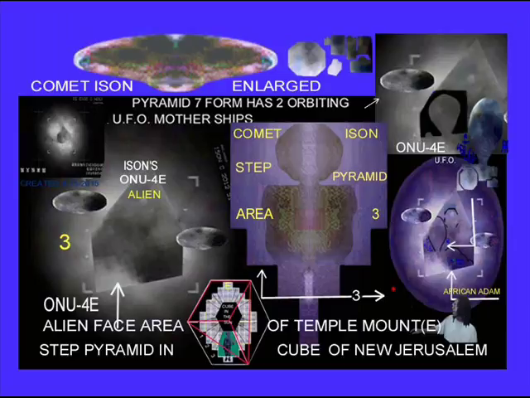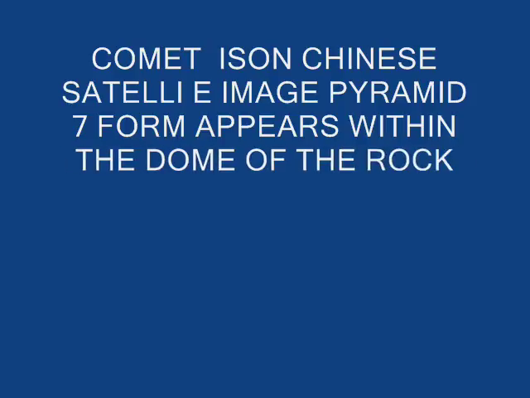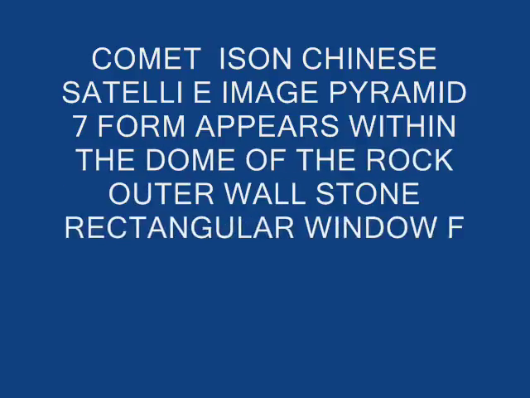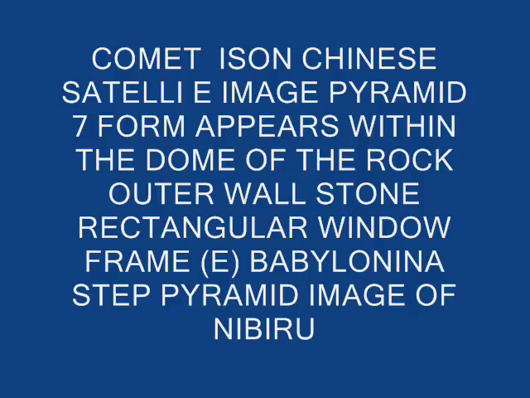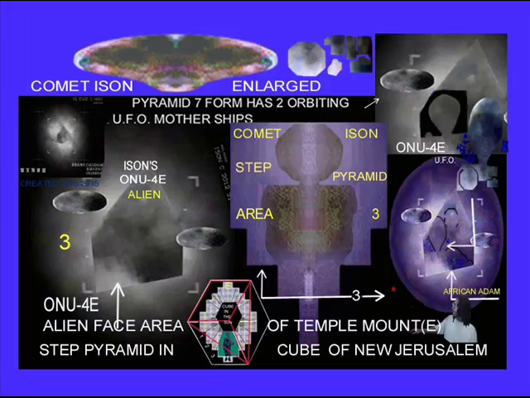In this particular video, we will be looking at the Chinese satellite image of Comet ISON's Pyramid 7 form that's surrounded by a ball of the holy hydrogen light of creation, as it is seen moving through the black regions of outer space. We see two huge circular motherships orbiting the Pyramid 7 form of Comet ISON's that can now be connected to the biblical cube in the sun of New Jerusalem.